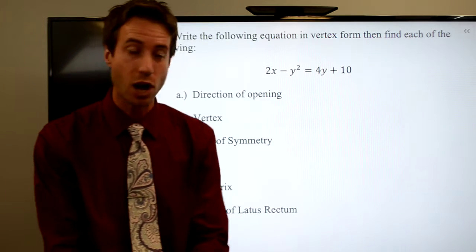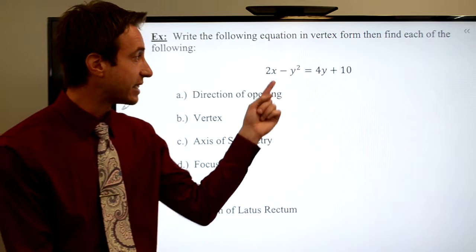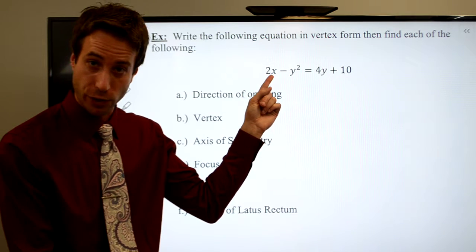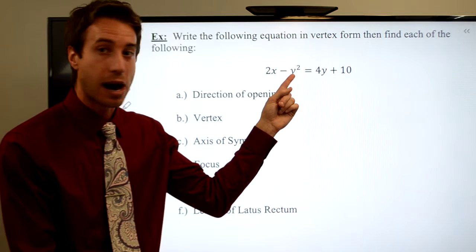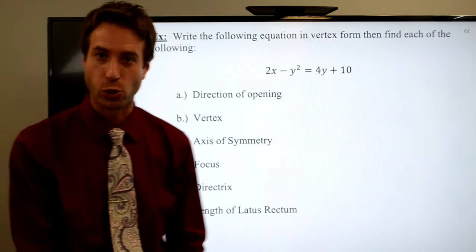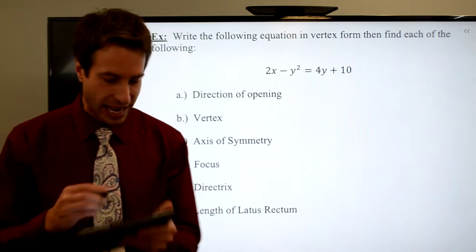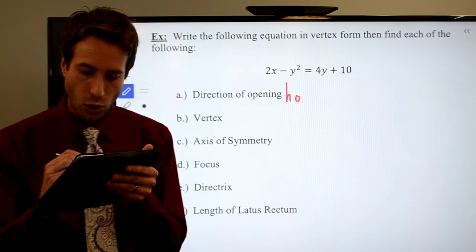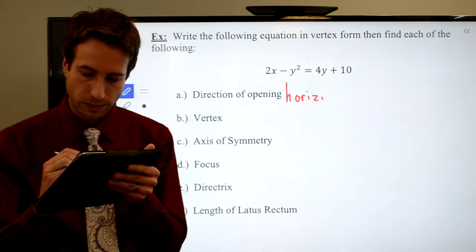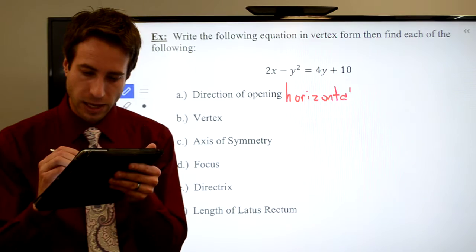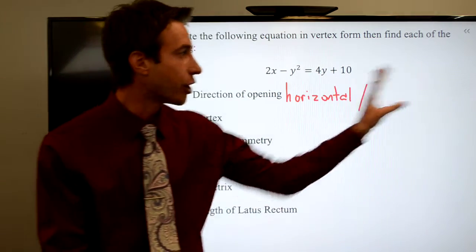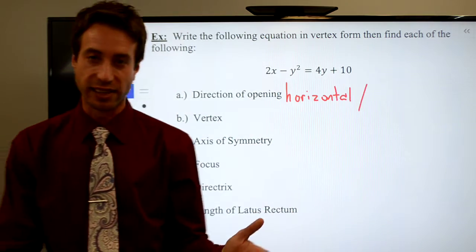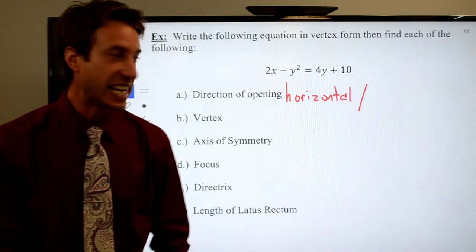And the way that you would know that is by looking at it real quick and seeing that the x is now to the first power, and it is the y that is squared. The y is squared. So I know just by looking at it, I don't even have to do any algebra. I know that this is going to be a horizontal parabola. It's either going to open to the right or to the left. We'll figure that out in a second.